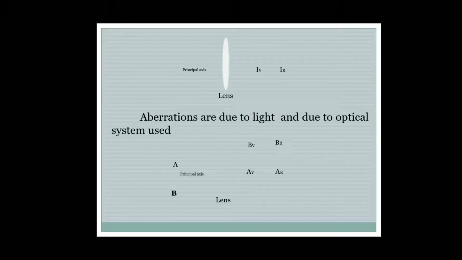So why are these aberrations forming? The aberration is due mainly to the light used for the object and also the formation of the lens system or optical system used. So in the first system, if there is white light at an infinite distance, the image is formed at IV and IR. IV is the violet image, IR is the red image. The remaining 5 colors are formed in between IV and IR.